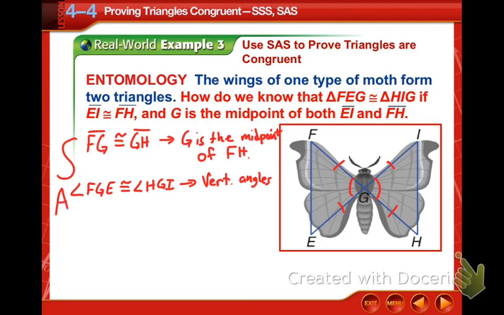And then the last side part, same reasoning as the first side, but now we're looking at EG being congruent to GI. But the reason again is the exact same reason. G is the midpoint of EI. So there's our third side, and now we just need to have a congruent statement.